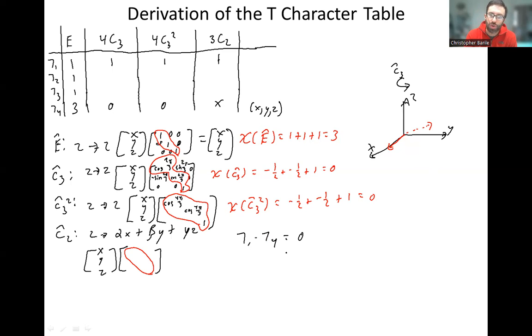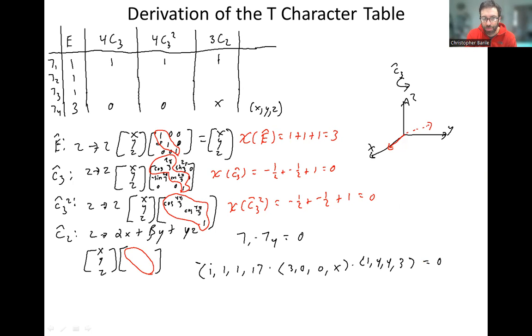But remember that this is normalized to the number of symmetry operations in each class. So what you end up having is a vector 1, 1, 1, that's gamma 1, dotted with 3, 0, 0, x. We're trying to figure out what that value is. And then dotted by 1, 4, 4, 3, the number of symmetry operations in each class. We have to adjust for that. And that all is equal to 0.